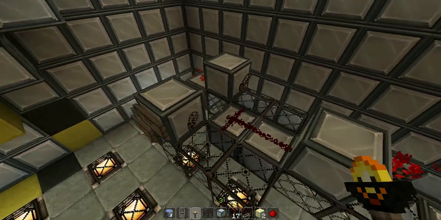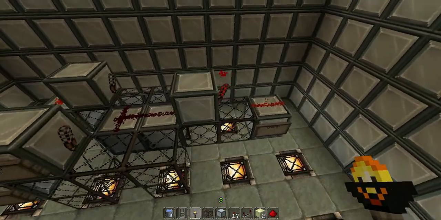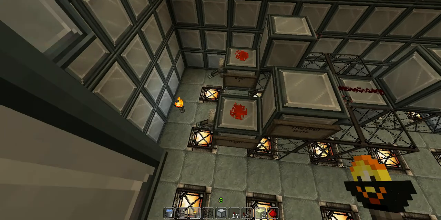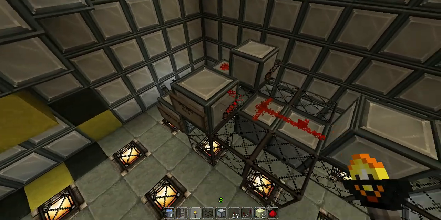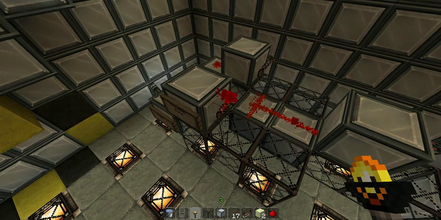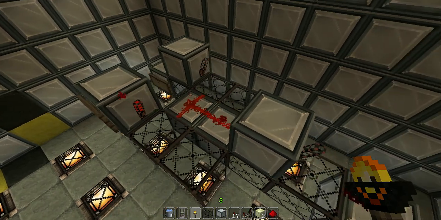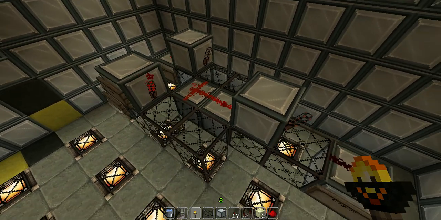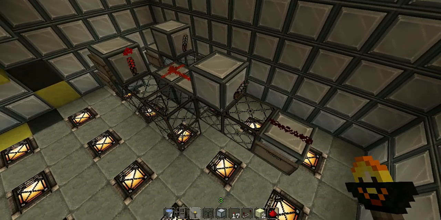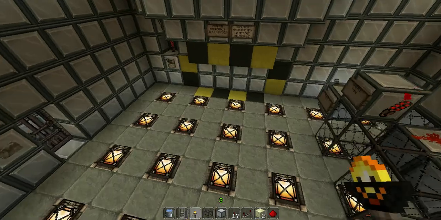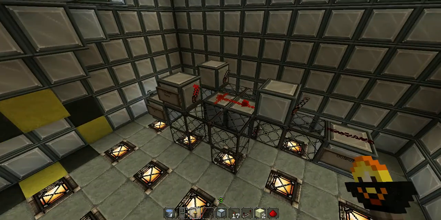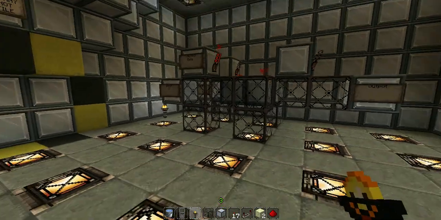So let me demonstrate to you. It's on right now, but let me demonstrate what happens when I turn this off. Alright, so because that's off, this redstone torch goes on, and this common line that they share right here goes on, and because there's current in there, this turns off, no output. So that's the basics of an AND gate.